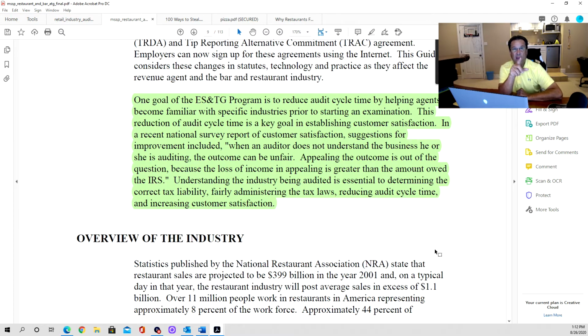Now, this was written back in 2002. Here we are 18 years later. Now there has been the IRS friendly initiative that's out there. In a recent national survey, when an auditor does not understand the business he or she is auditing, the outcome can be unfair. Appealing the outcome is out of the question because the loss of income in appealing is greater than the amount owed to the IRS. Understanding the industry being audited is essential to determine the correct tax liability, fairly administering the tax laws, and reducing audit cycle time and increasing customer satisfaction. What's that mean to you?